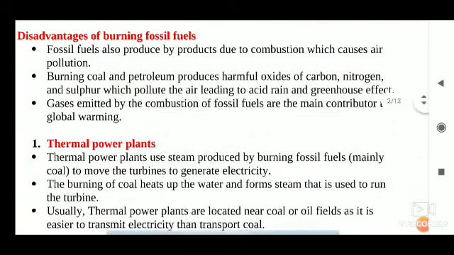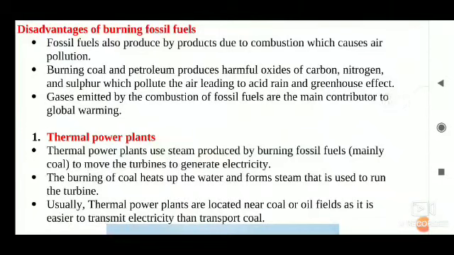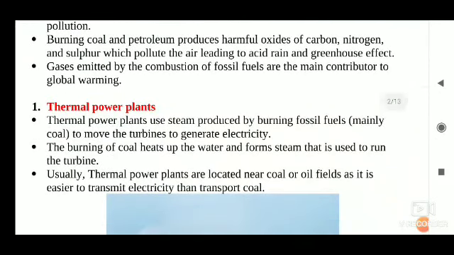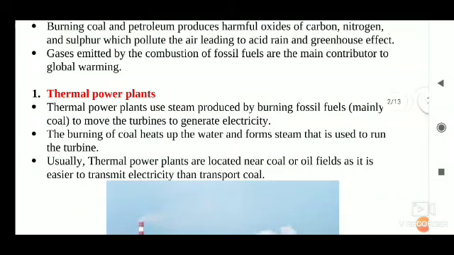Burning coal and petroleum produces harmful oxides of carbon which pollute the air, leading to greenhouse effect. We all have studied greenhouse effect in class 9th. What is greenhouse effect? Basically, greenhouse effect is an effect that is responsible for the warming of the earth, but whenever this warming occurs in large content, it leads to global warming, and we all are very much aware about the consequences of global warming.